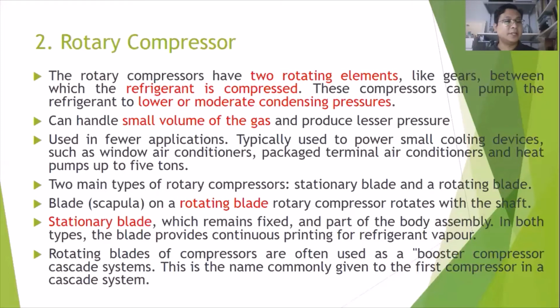And then the last one, the rotating blade compressor, is often used as a booster compressor in the cascade system. This is the name commonly given to the first compressor in a cascade system. Okay.